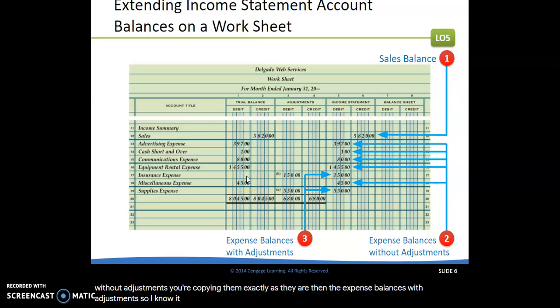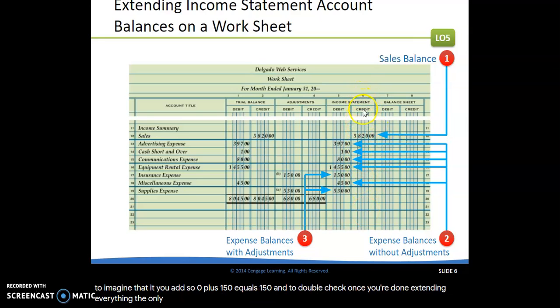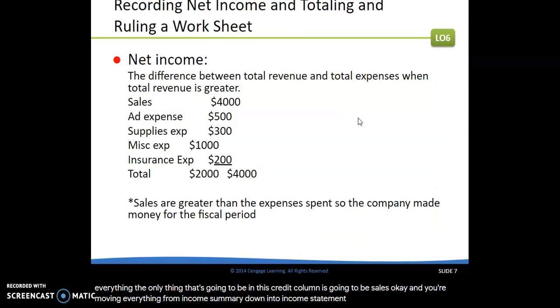So I know insurance expense and supplies expense are blank right now. You're just going to imagine that there are zeros here. So debit and a debit you add. So 0 plus 150 equals 150. And double check once you're done extending everything. The only thing that's going to be in this credit column is going to be sales. Okay, and you're moving everything from income summary down into income statement.